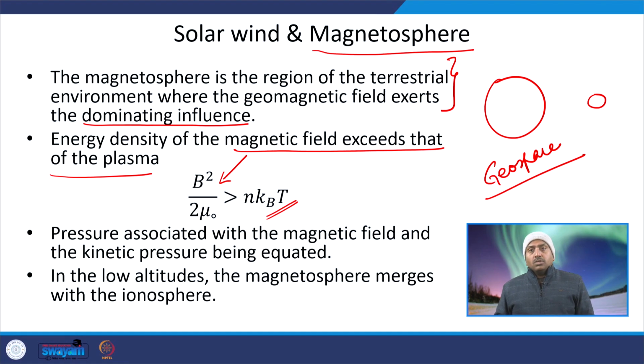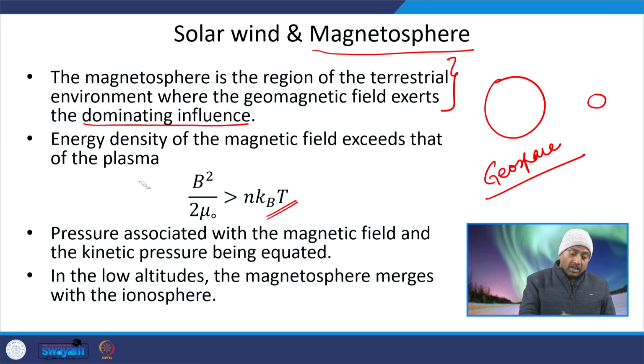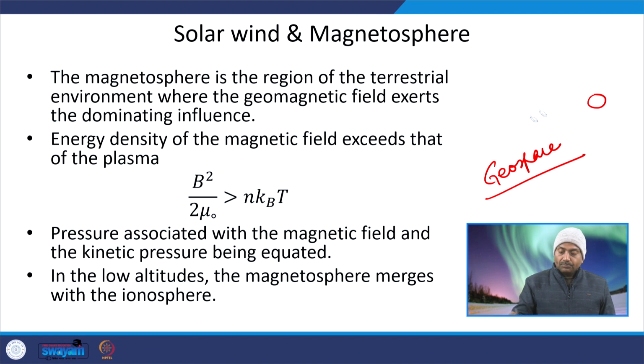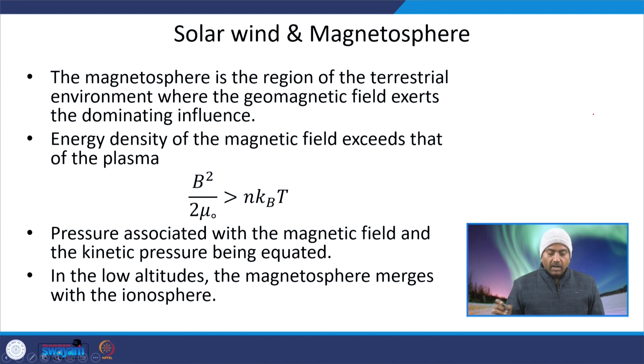So the pressure associated with the magnetic field and the kinetic pressure are now being equated, and the regions where the pressure exerted by the magnetic field is sufficiently larger than the solar wind pressure, you call that region the magnetosphere. A very simple definition, right?